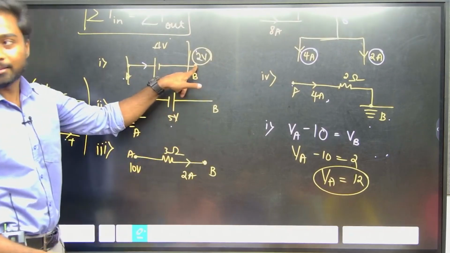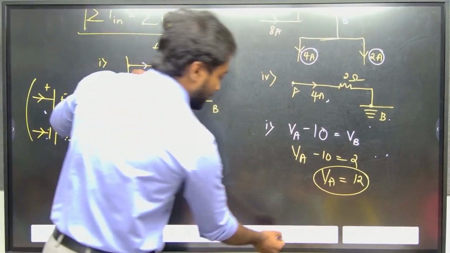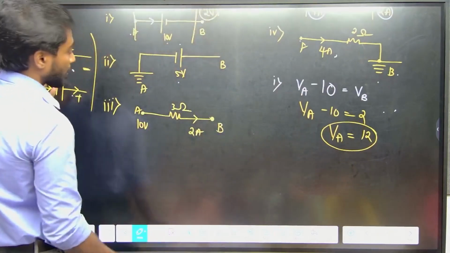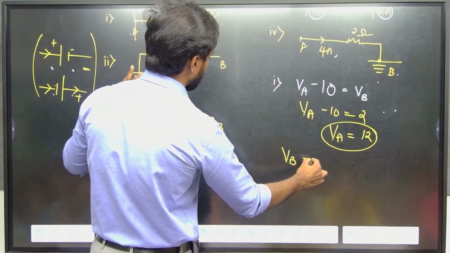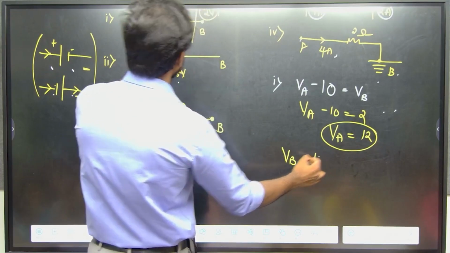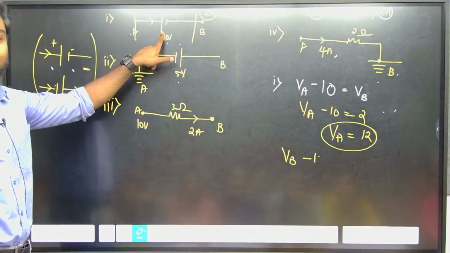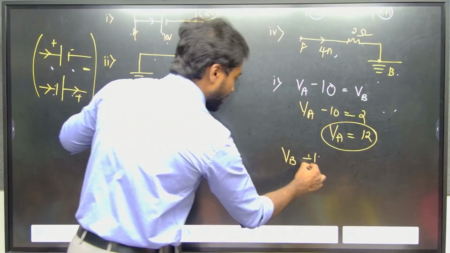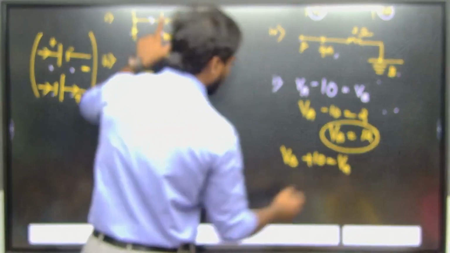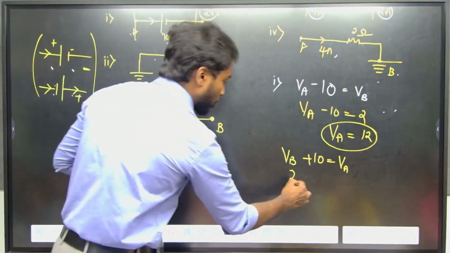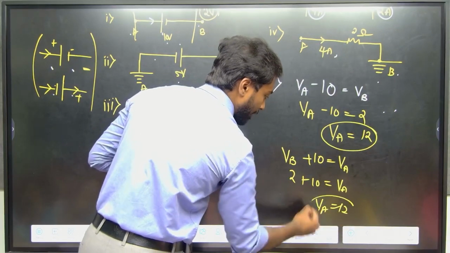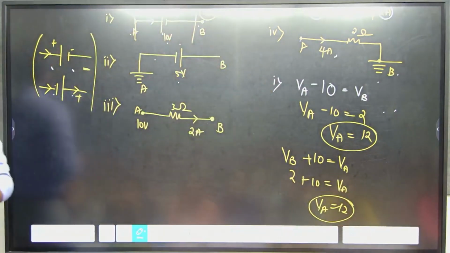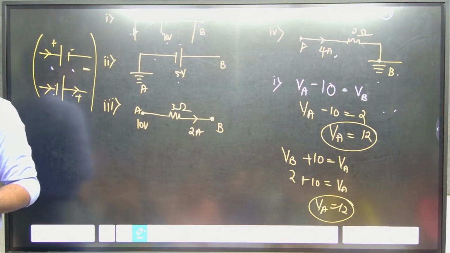Suppose if I start like this, which is nothing but VB plus 10 should be equal to VA. What is VB? So 2 plus 10 equals VA. I am getting VA as 12. Either way if I start, I will get the same answer. Any doubt in the first one?